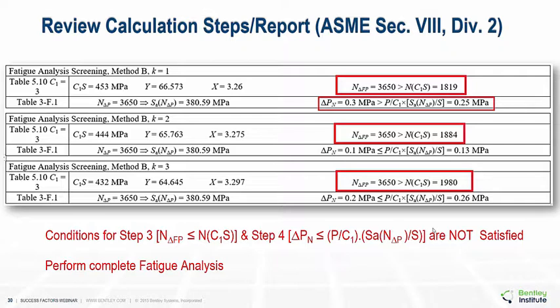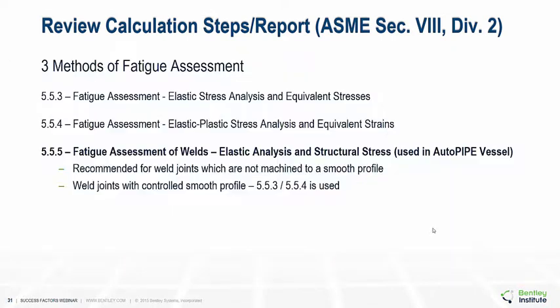So let's review the fatigue analysis process. There are 3 methods stated in Division 2. The first method is 5.5.3, fatigue assessment following elastic stress analysis and equivalent stress. Method 2 is based on 5.5.4, fatigue assessment using elastic plastic stress analysis and equivalent strains.